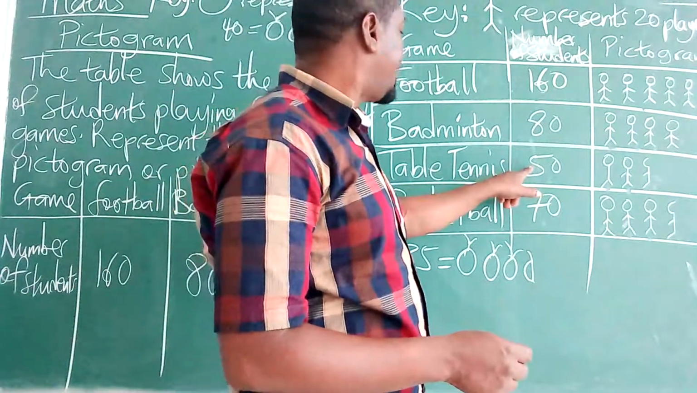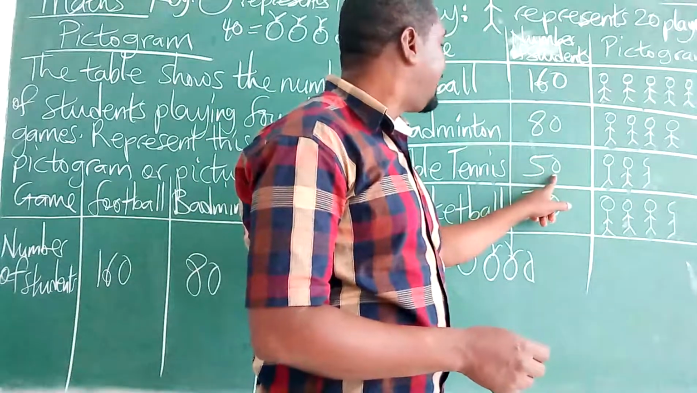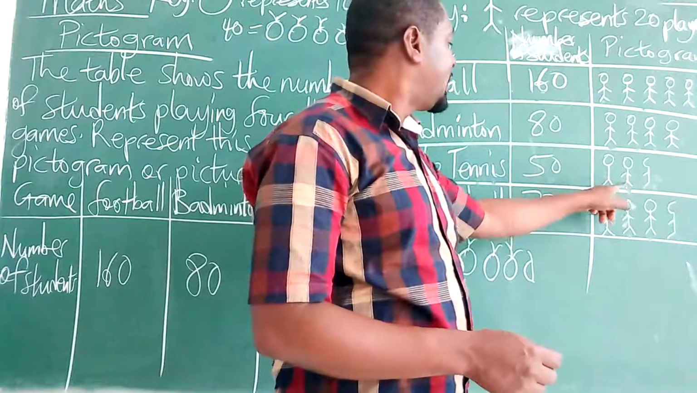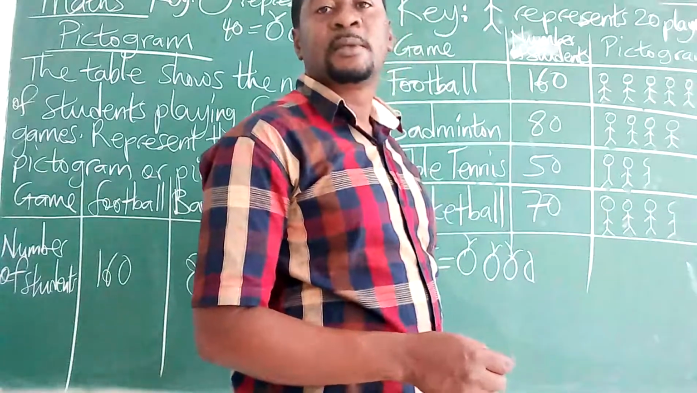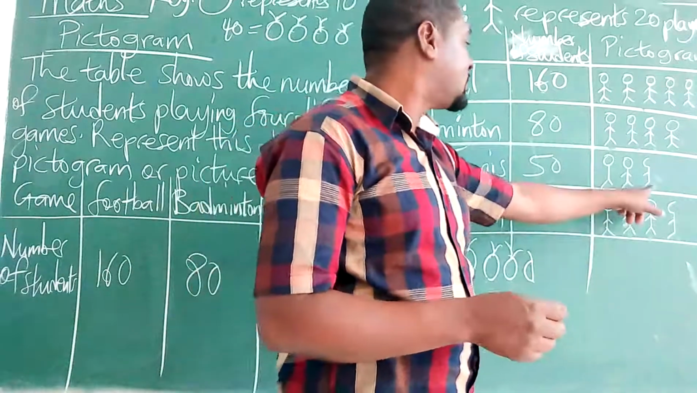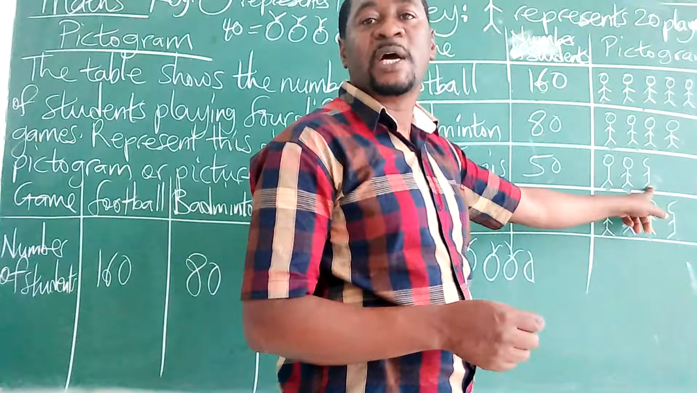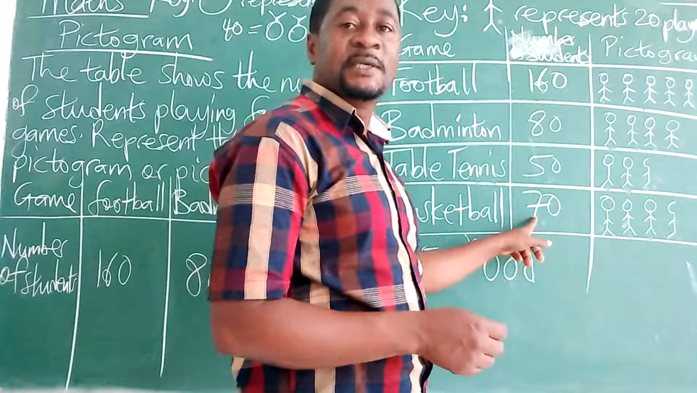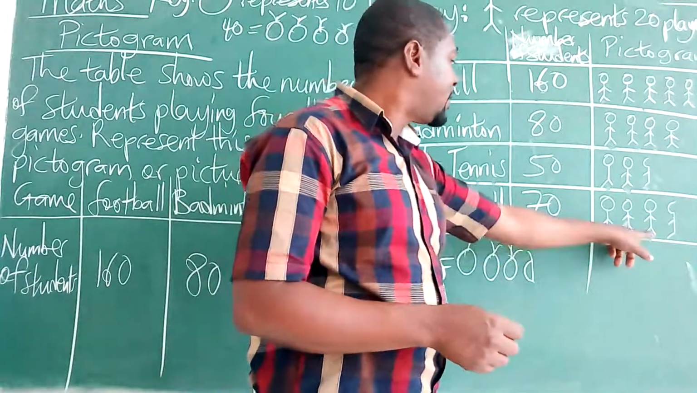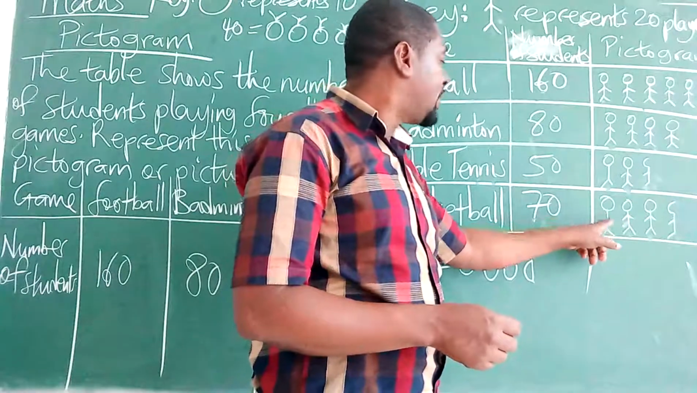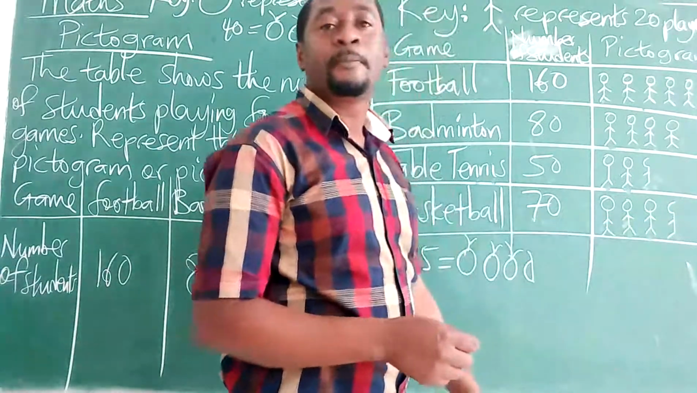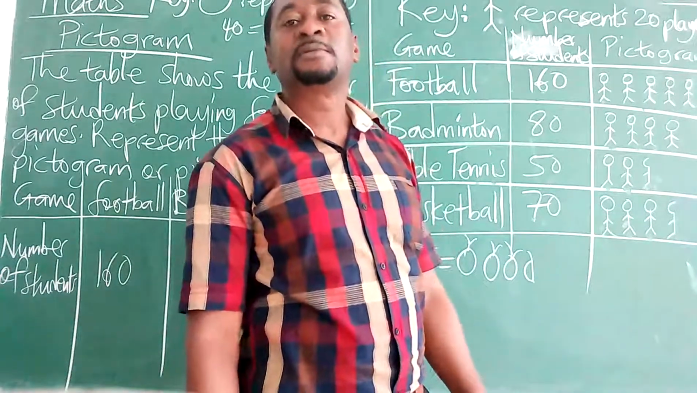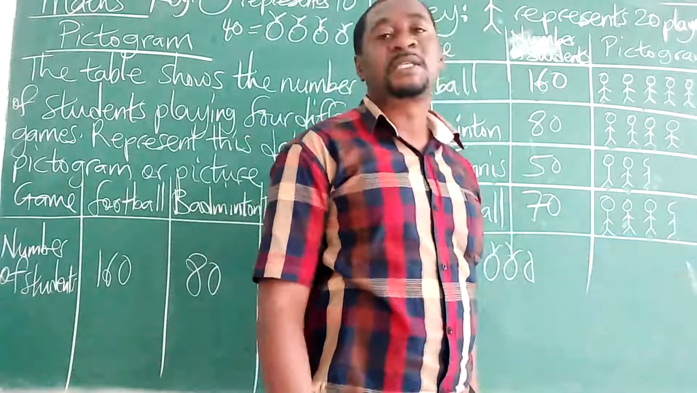We have table tennis, 50. So we have 2 and 1 half. That means 2 is 40 plus half, that's half of 20, which is 10, making 50. The same thing applies to the 70. The 70 we have 3 people and a half. That's 20, 40, 60, and then half person, that is 10. So 60 plus 10 will give you 70.